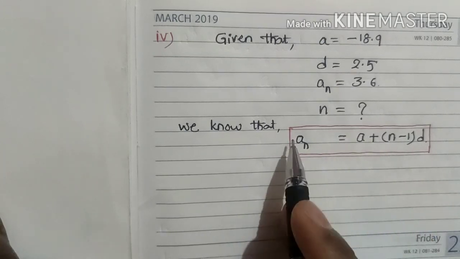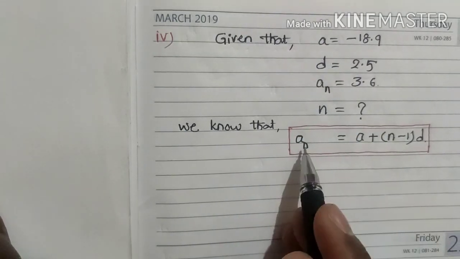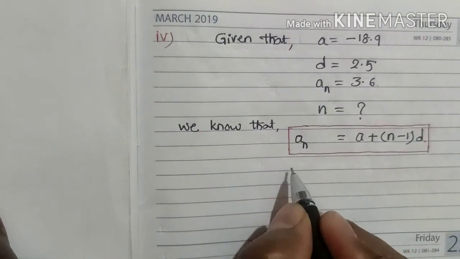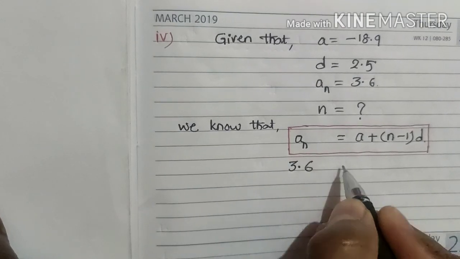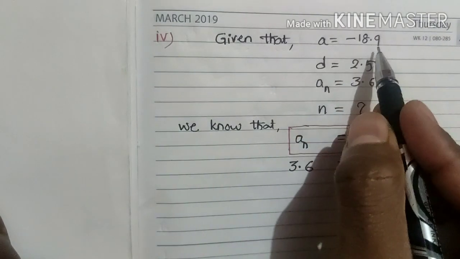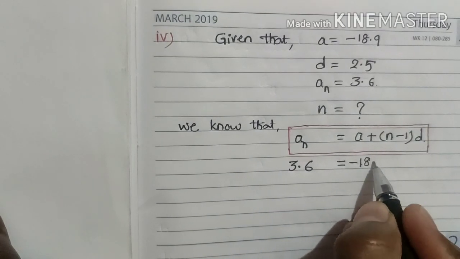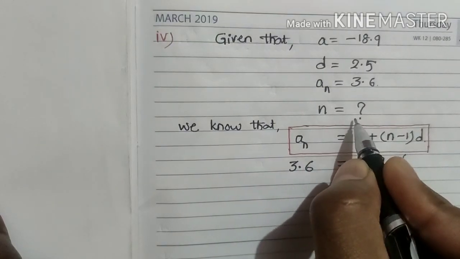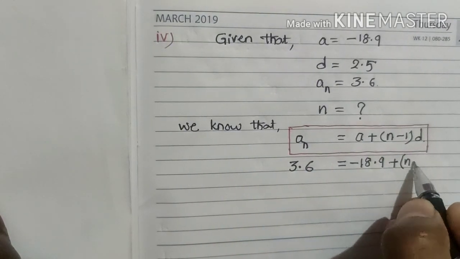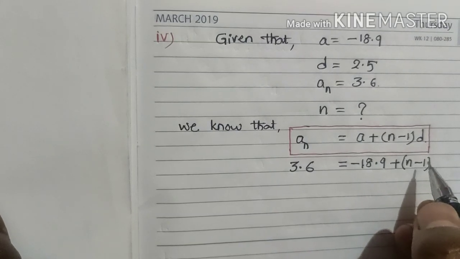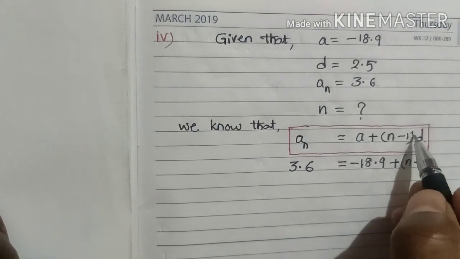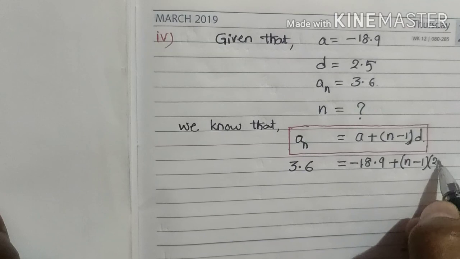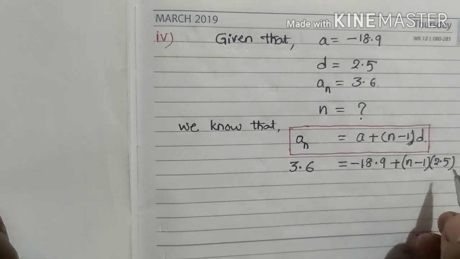Later on, what we have to do? We have to substitute all these values in this formula. Here an, what is the value of an? An value is 3.6. So instead of an, you can write 3.6 is equal to a, which is minus 18.9, so instead of a, write minus 18.9 plus, in bracket, n minus 1. We don't know the n value, so n will be n only, and n minus 1 you write as it is. This is multiplied with d, and d value is 2.5, so you write in multiplication with 2.5.